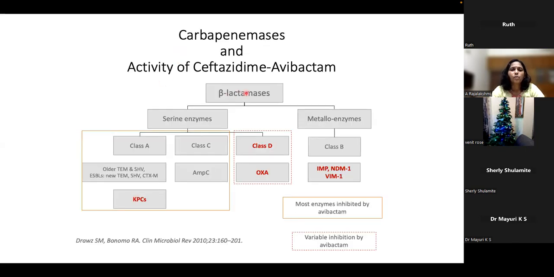So this is again the flow chart. Beta-lactamases are largely divided into serine beta-lactamases and the metallo-beta-lactamase enzymes. Class A is KPC; here ceftazidime-avibactam will be effective. Class D, it may be effective. Class B is the MBL-producing class, where most enzymes are not inhibited by avibactam, and this is overcome by adding aztreonam.